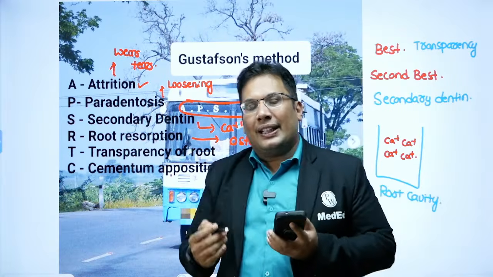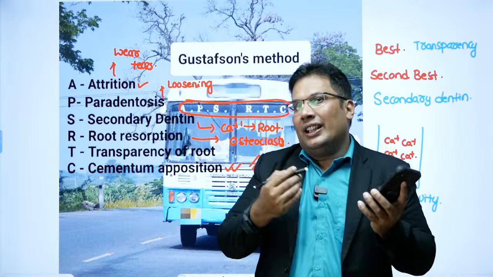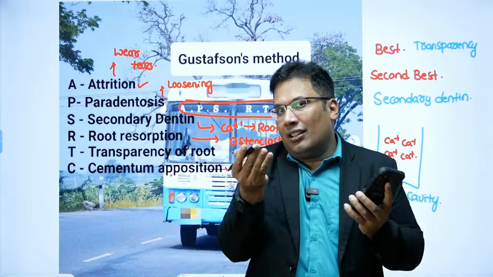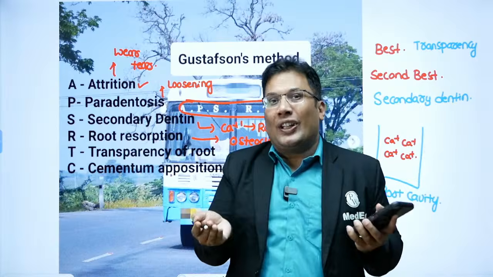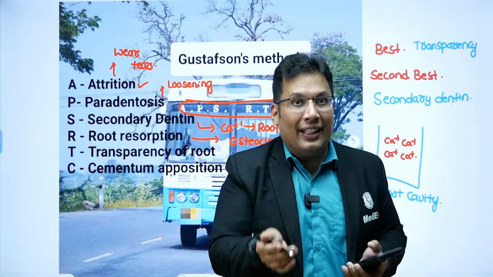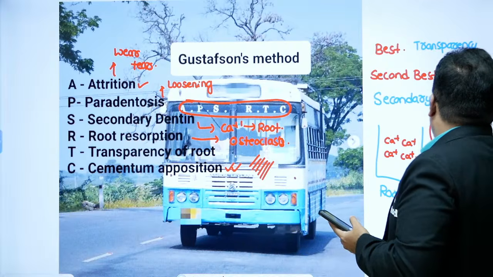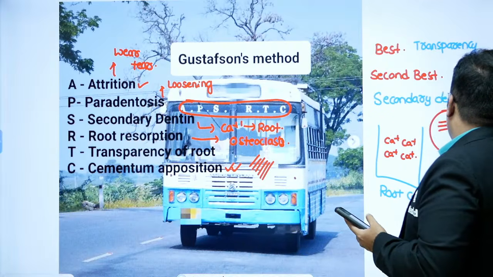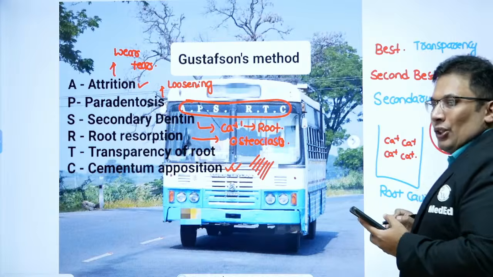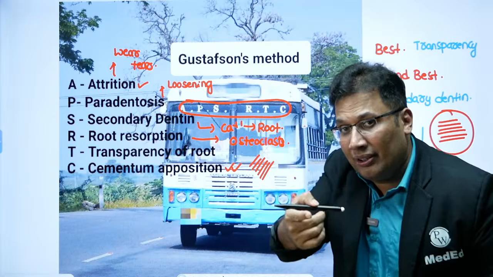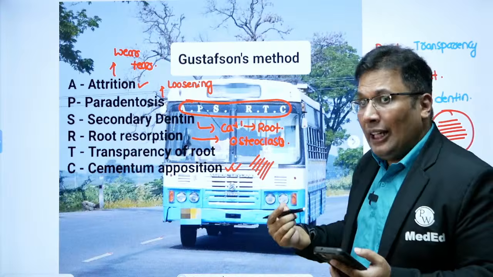Cementum apposition: when you see the cross section of the tooth under the microscope, you will see incremental lines, like this. So this is cementum apposition, basically because of the cement that accumulates.